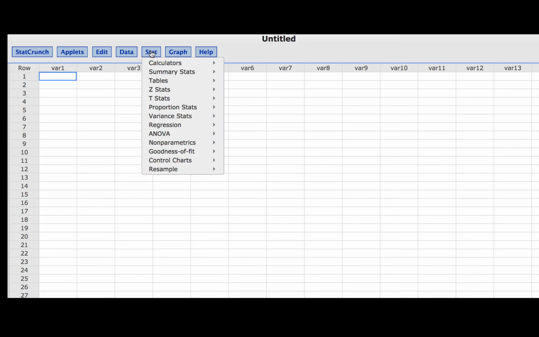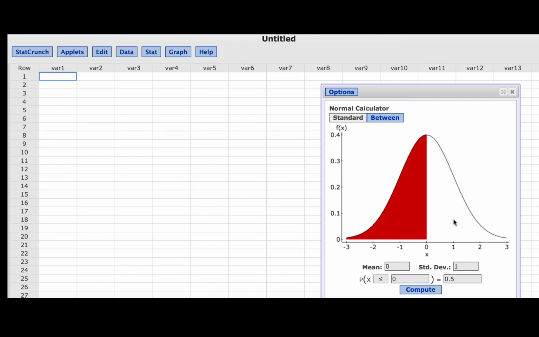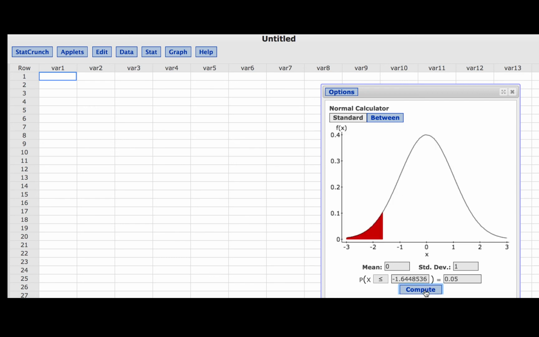So we will press Stat, Calculators, Normal. We are told that this is to be a 90% confidence interval. So that means that 90% of the distribution would be between the interval endpoints, and 10% would be split out into two tails. So there would be 0.05 in each tail. So we are going to leave the mean at 0, the standard deviation at 1, and then change the value in this last box to 0.05. Then press Compute. And we will find that the z-value is 1.645.